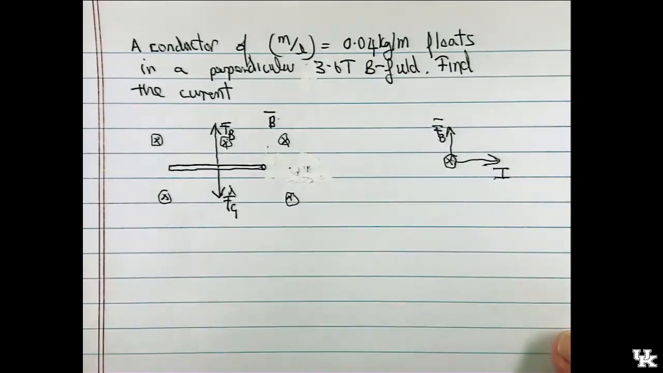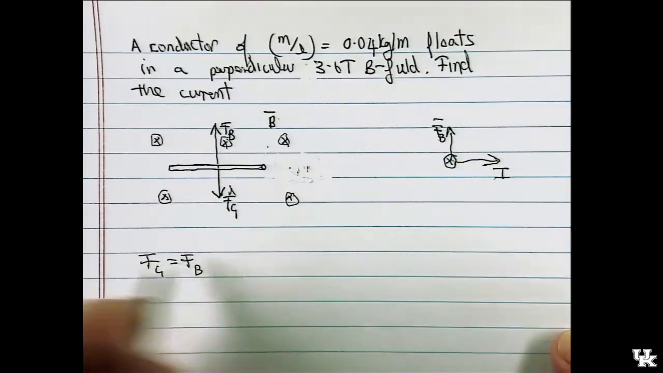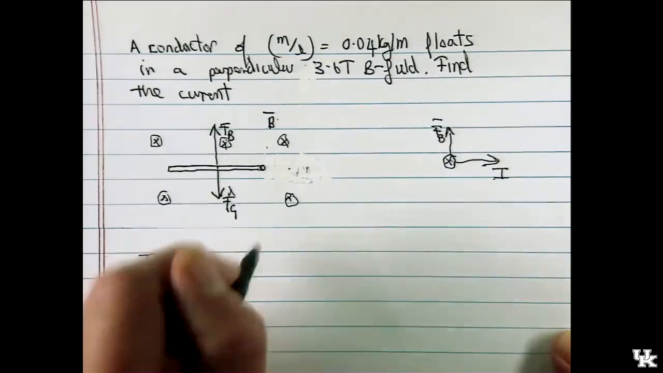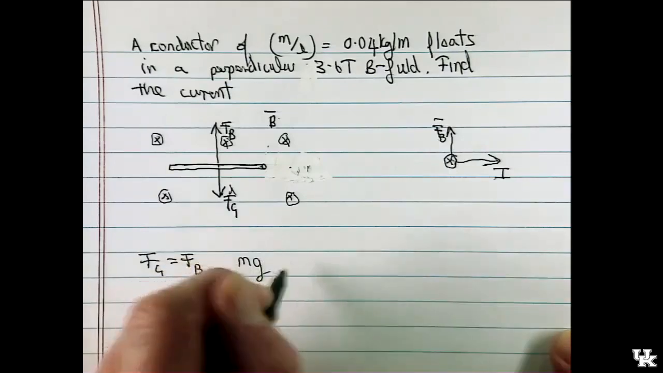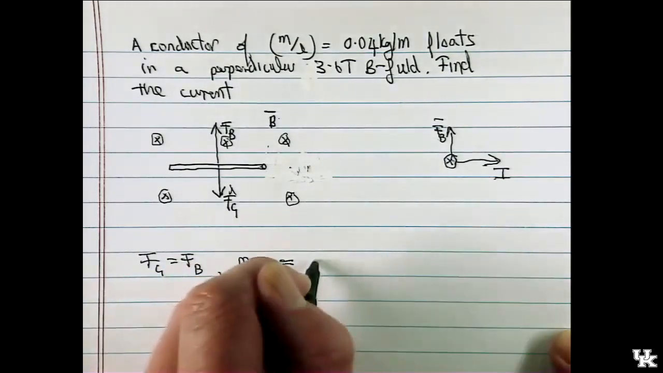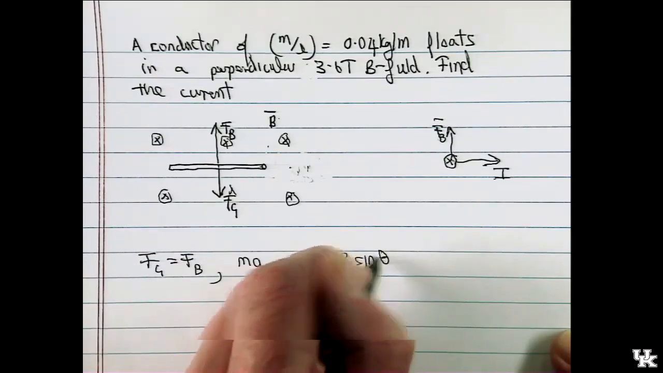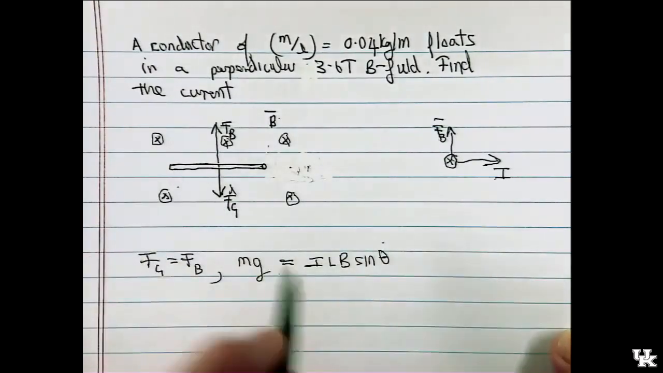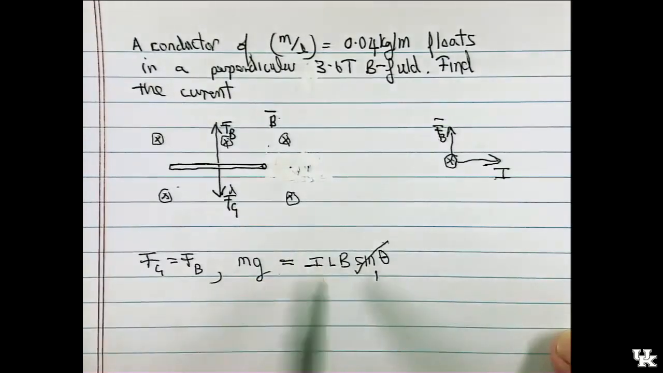Now we need to know the size, and that's based on this idea of equilibrium, that the magnitudes of the two forces, gravity and magnetism, are the same. This is the field equation for gravity: g is the gravitational field, and m is the thing that feels the gravitational field. And then here is the field equation for magnetism. The field is in towards the screen and the current is left-right, so sine theta is sine 90, which is 1. So we've just got the equation mg, the gravitational force, equals ILB, the magnetic force.